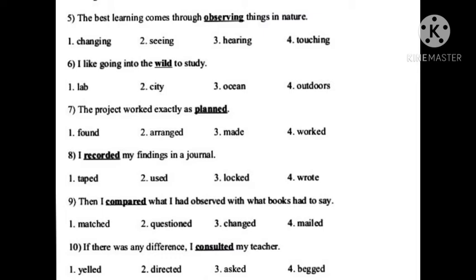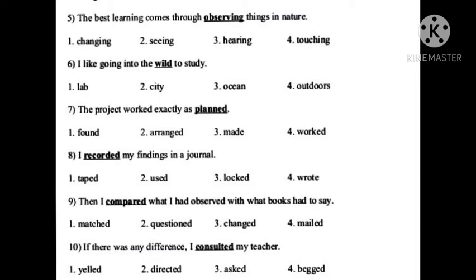I like going into the wild to study. Normally we know wild animals. So what does wild mean? Is it a lab? Is it a city? Is it an ocean? Is it outdoors? Normally we can say it cannot be a lab, it cannot be a city, and it is not an ocean. Wild means outdoors, out of our house. It will be quite different from our house, not even in the city. So we can say outdoors. Okay, now let us go for the next one.